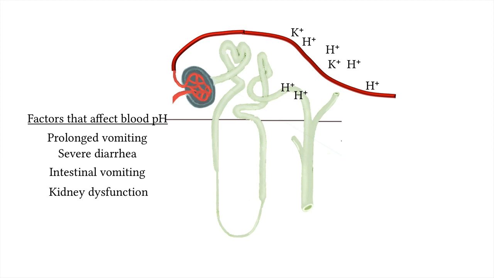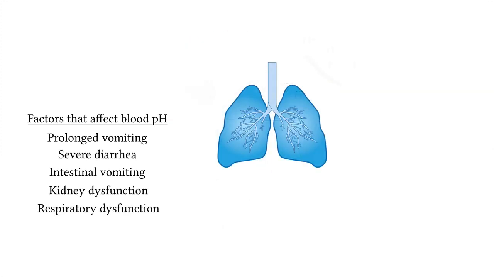Another problem that can affect blood pH is respiratory dysfunction. Remember in the last module when you learned about the respiratory system, I talked about how this system can control blood pH due to its control of carbon dioxide levels. Well, thankfully, the body has several ways to control blood pH. The first is through buffer systems.